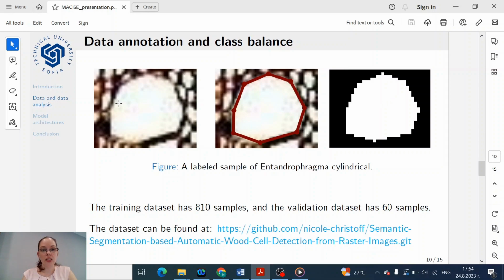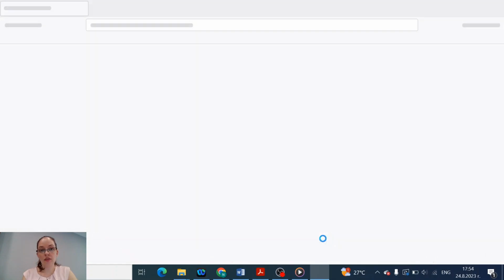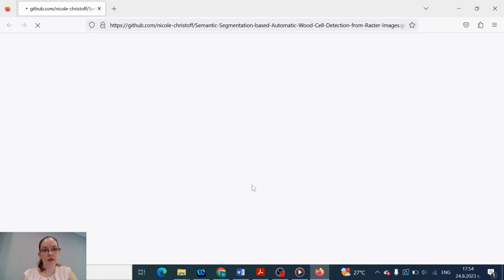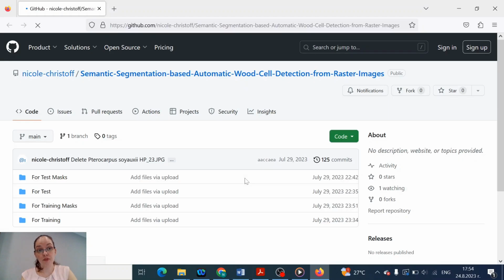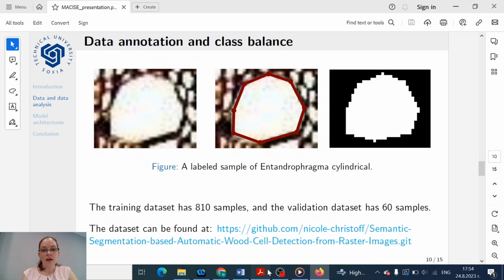All the data set, which means the samples themselves and the masks, can be found on GitHub, and you can download it and use it. Please feel free to use them, and don't forget to link or to cite the current article.